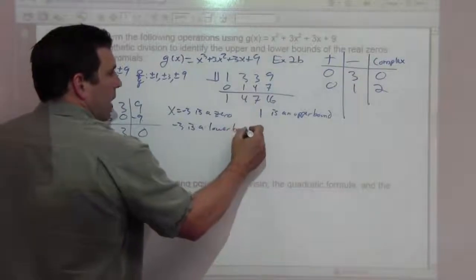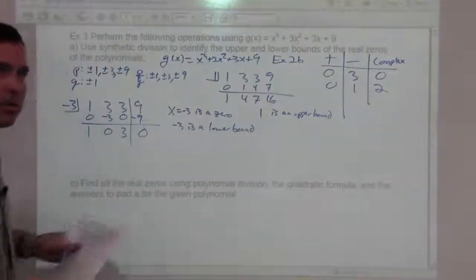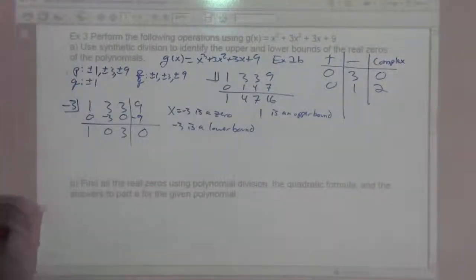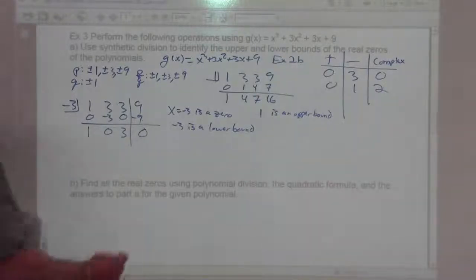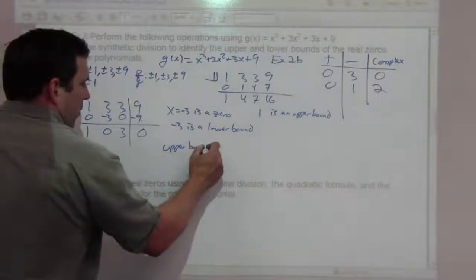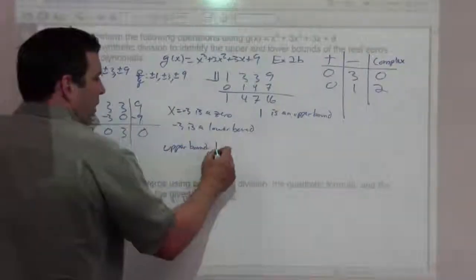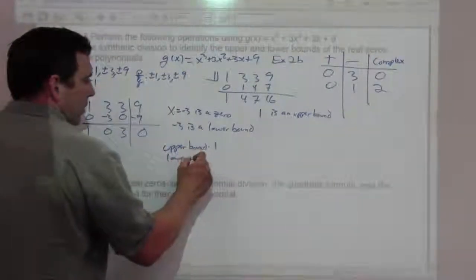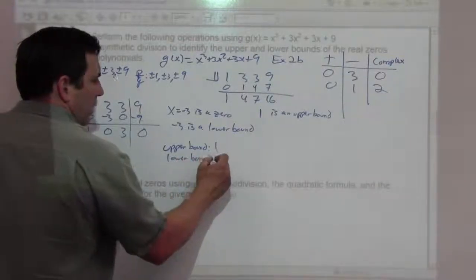So I would not try 9. Don't even bother trying 9. You can try it, but it's not going to give you anything. Okay, so our upper bound is going to be 1. Lower bound is going to be -3.